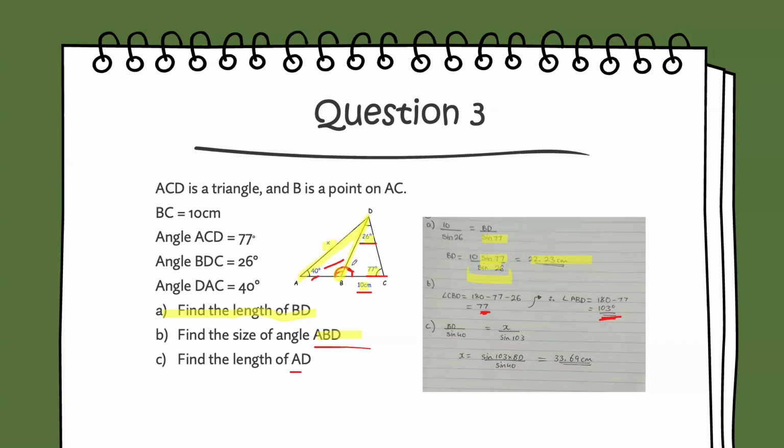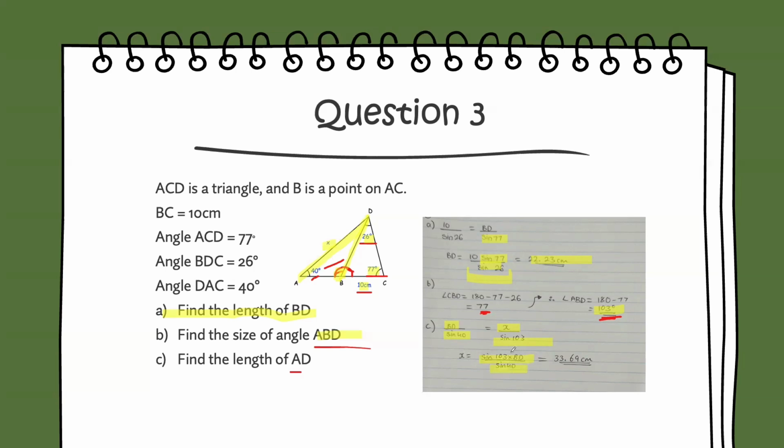So now we know what this angle is. So we can use this side over this angle is going to equal this side over this angle. Okay, so we already know what BD is, so we can write BD over sine 40 is equal to x over sine 103. Okay, that's what we found in our previous answers, right? BD we found in part A, and sine 103 we found in part B. Okay, so x is equal to sine 103 times BD over sine 40.